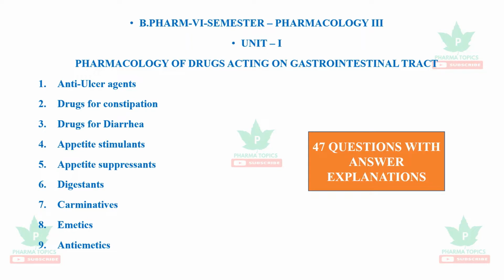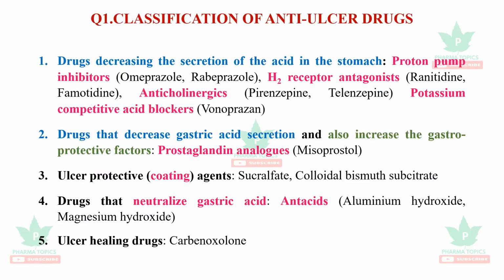In this video, we are going to see Unit 1, which is related to the Pharmacology of Drugs acting on the gastrointestinal tract. It includes 9 subdivisions: anti-ulcer agents, drugs for constipation, drugs for diarrhea, appetite stimulants, appetite suppressants, digestants, carminatives, emetics, and antiemetics. In this section, we are going to see 47 questions with the explanation answers which could be useful for your exam preparation.